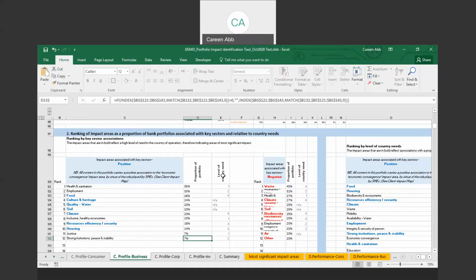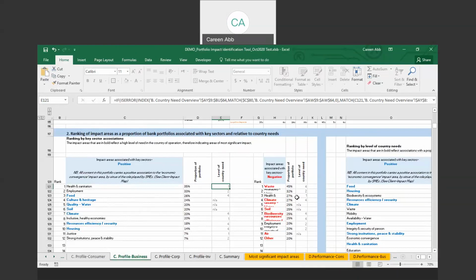Alongside this, you will see the level of country need for this particular country and for this particular impact area, with 1 being the lowest level of need and 4 being the highest. You will notice that some impact areas are bolded and colored. Those are the ones that fall under the category of a high or very high level of need, so that they stand out immediately and are more visible. The same has been done separately for negative impacts.